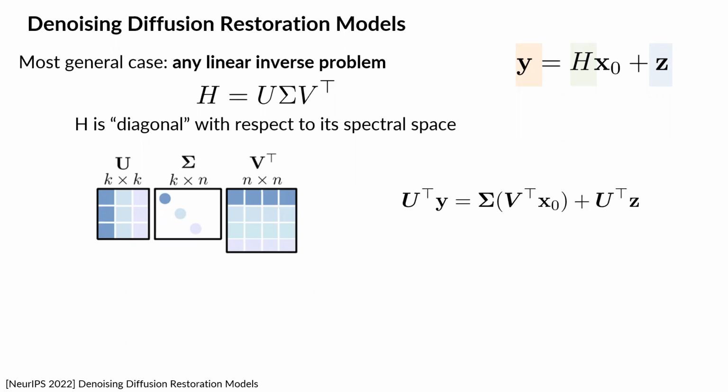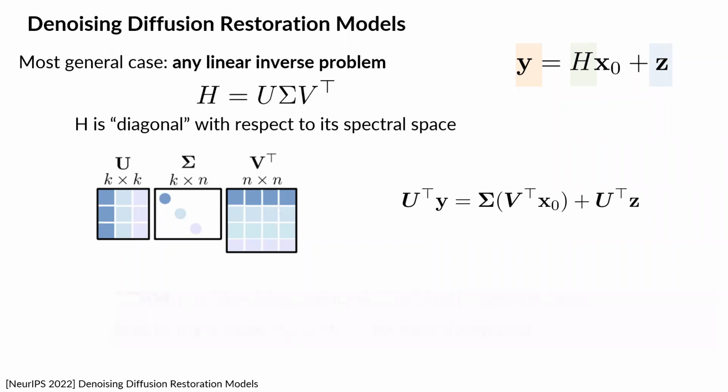Now we do a change of variables. We multiply U transpose to both sides. And what we will get is U transpose Y on the left, and then U transpose Z on the right. U is an orthogonal matrix, so U transpose Z is the same diagonal Gaussian. And V transpose X0 is another transformed vector. And sigma is a diagonal. So you can think of it as, I transform this space, and my relationship between this new vector Y and the new vector X is still a diagonal relationship.